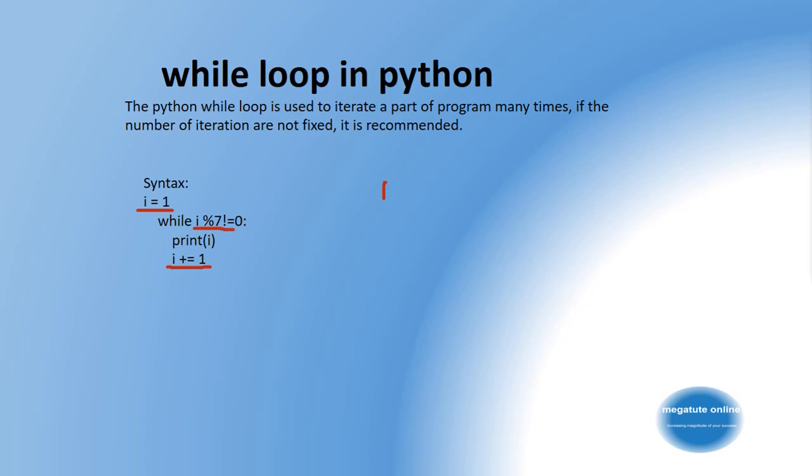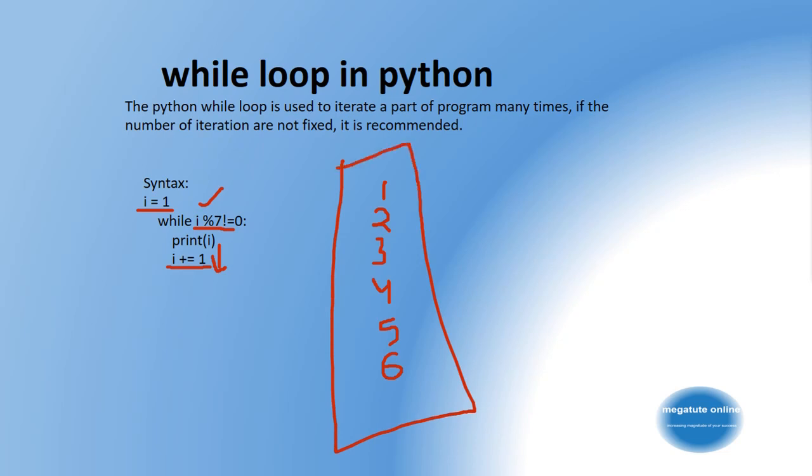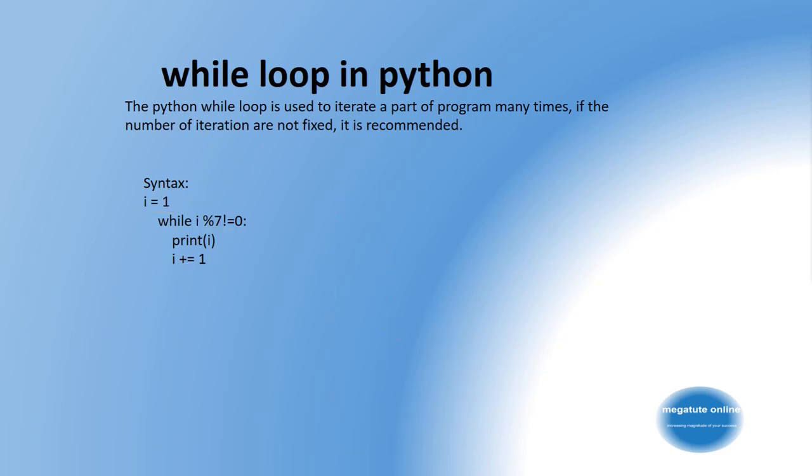Now after that, it comes over here, increases the value of I by 1. So it becomes 2. Now 2 modulus 7 again does not divide. So it will print 2. Then it will print 3, then 4, then 5, 6. When it becomes 7, this condition becomes false because 7 modulus 7 is 0. 7 divides by 7. So then it won't enter the loop. So it is going to print these values. Okay. So this is the syntax of a while loop which we use.